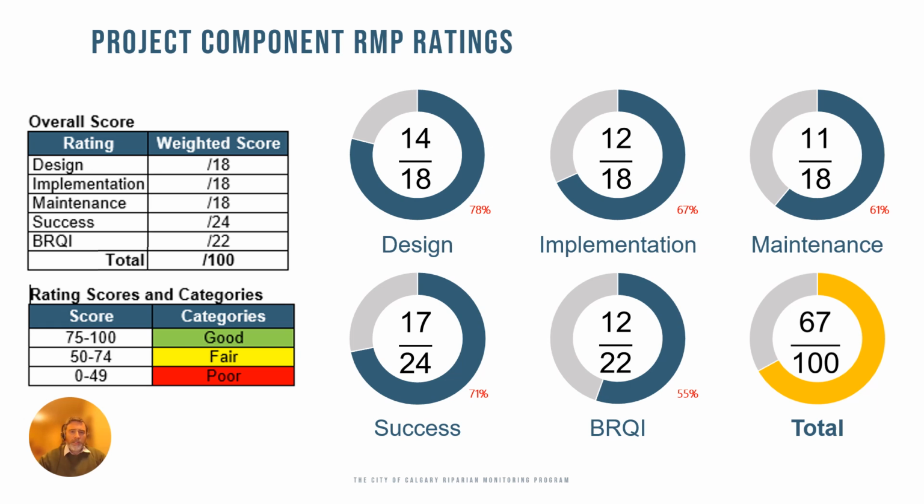Let's begin with the design ratings for the Repair and Monitoring Program. Each site was rated on design, implementation, maintenance, success, and BRQI, with an overall score calculated for each site. The results here reflect the average rating across all sites. The average design rating was 14 out of 18, or 78%, placing it in the good category. This indicates that, generally, design documents like drawings and specifications conveyed the project goals well.